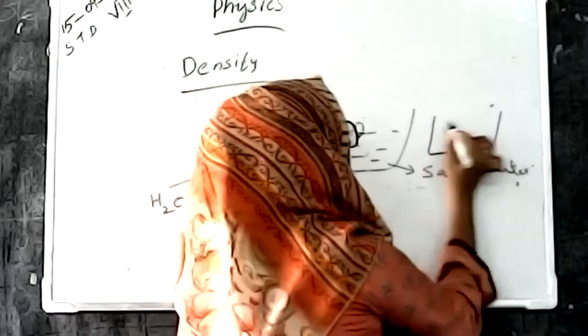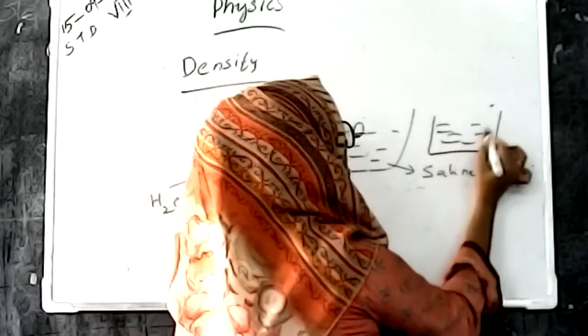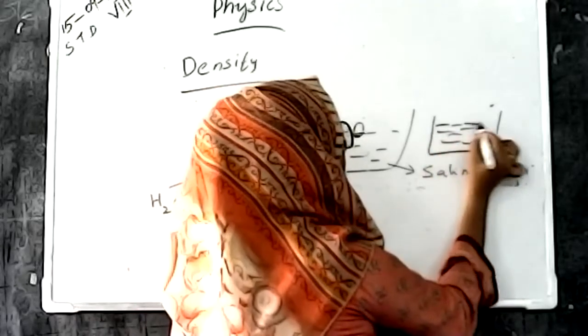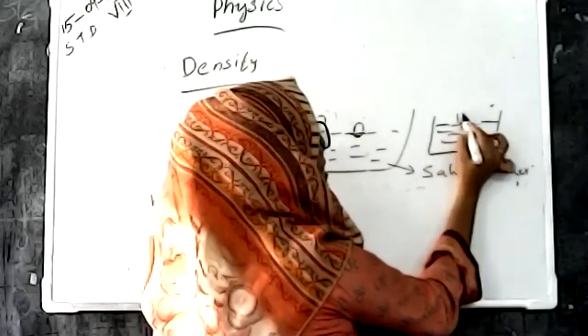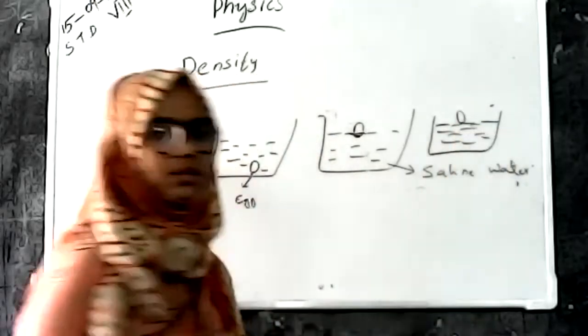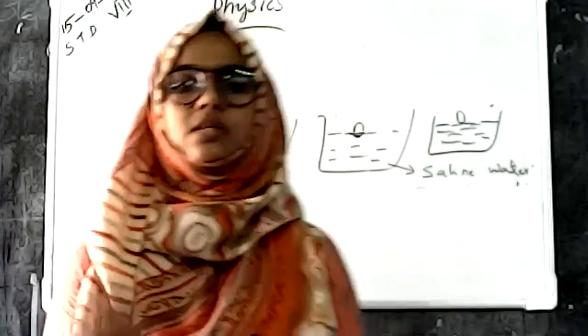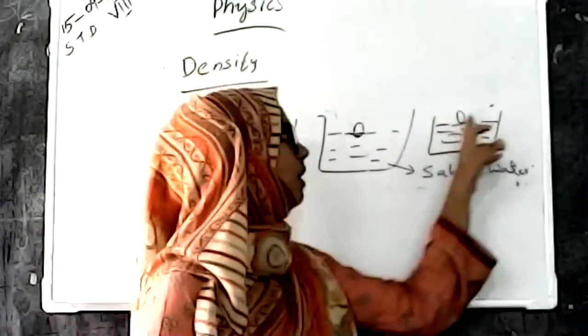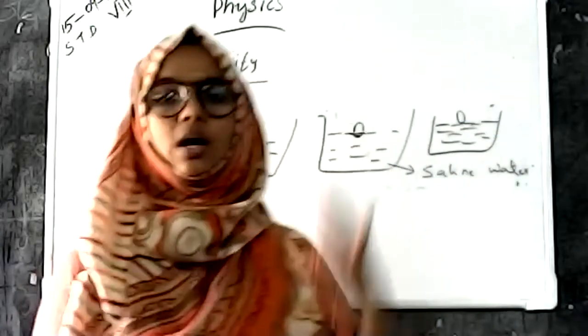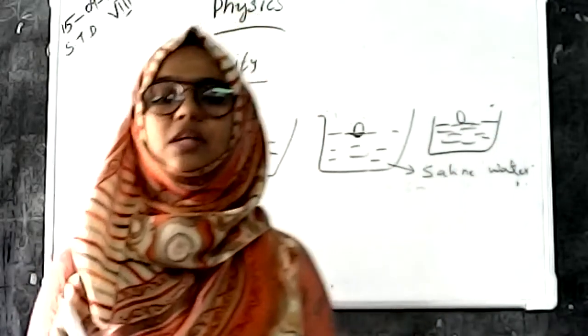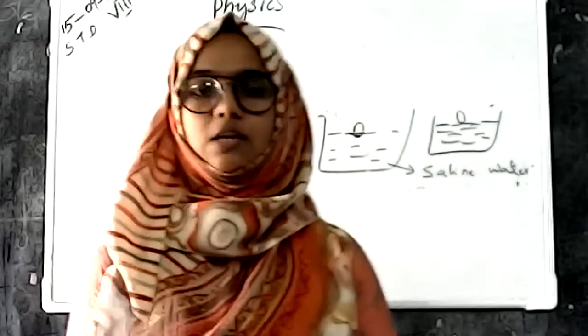When the density of that saline water becomes even higher, the egg comes up like this. That is, when we increase the density of the liquid, the egg floats higher. So the densities of different substances are different.